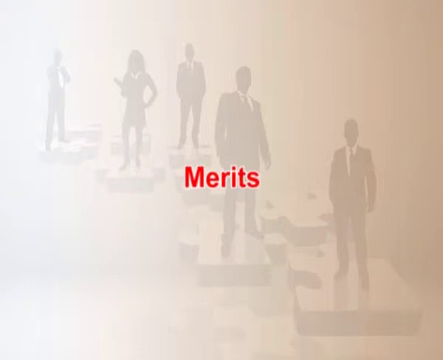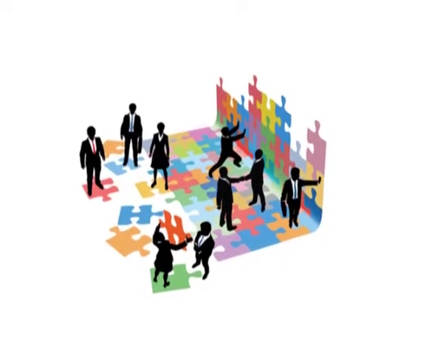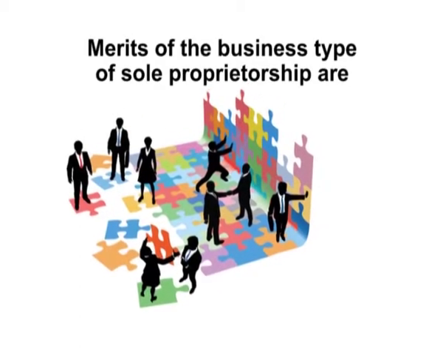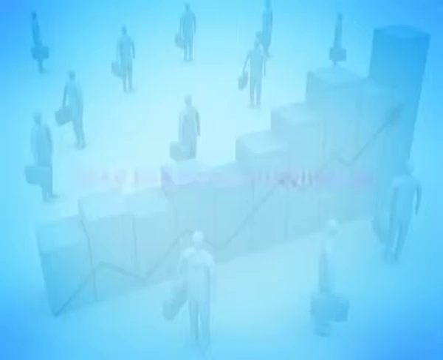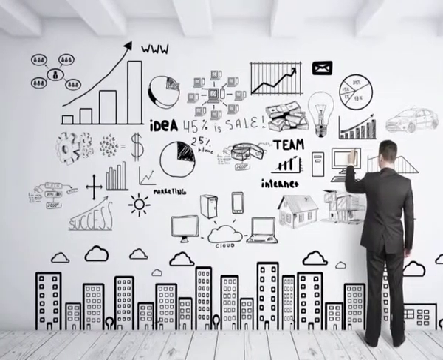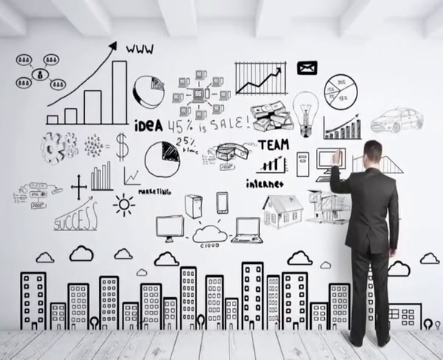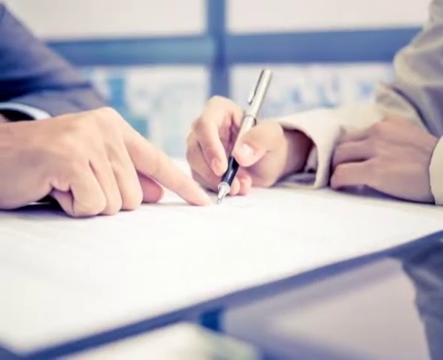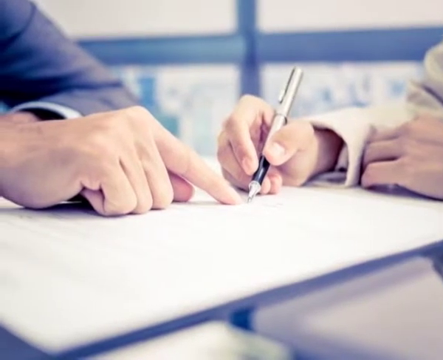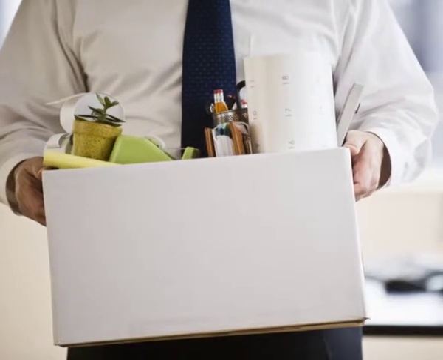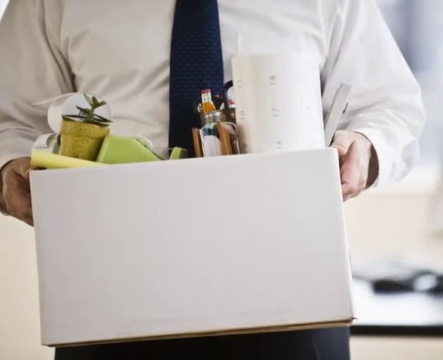Now, what are the merits of this system? Each type of business enterprise has its own merits. Some of the merits of the business type of sole proprietorship are: number one, easy to form and wind up. It is very easy and simple to form a sole proprietorship form of business organization. No legal formalities are required to be observed. Similarly, the business can be wound up any time if the proprietor so decides.